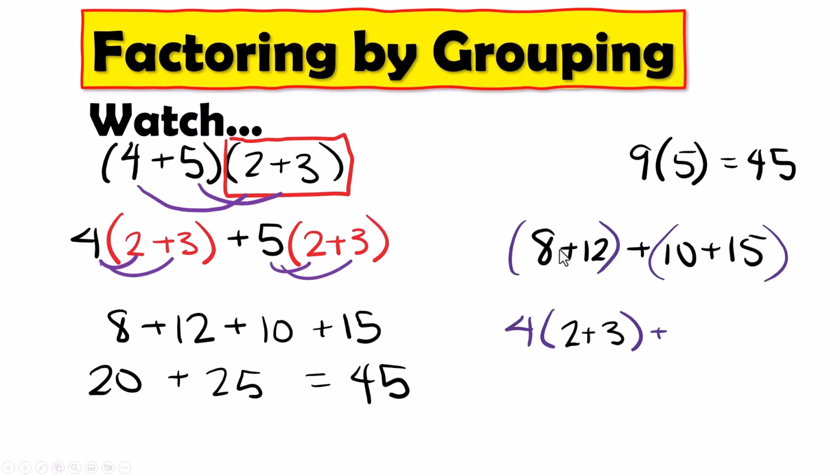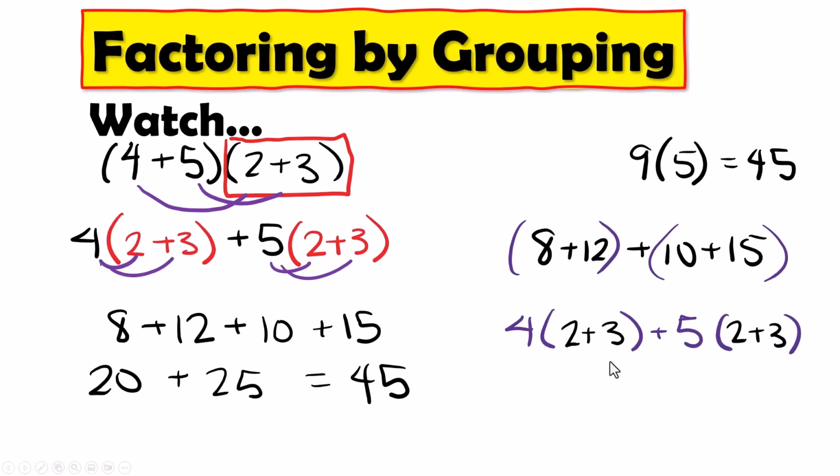Well, the GCF, the largest number that goes into 8 and 12, is 4. So we're taking out a 4, and we would have to have a 2 and a 3 in order to get the 8 and the 12. The largest number you can take out of a 10 and 15 is 5, and that would be 2 and 3.